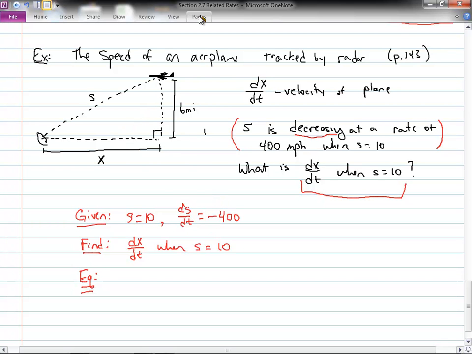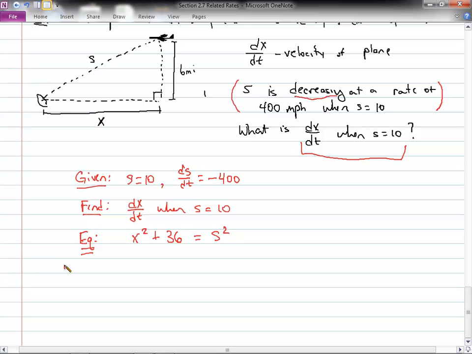Yeah, it's a right triangle. So x squared plus 36 equals s squared. Just a geometry formula to do that. All right, so let's now take d dt of both sides. d dt of x squared plus 36 equals d dt of s squared.